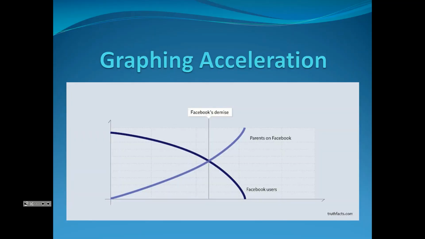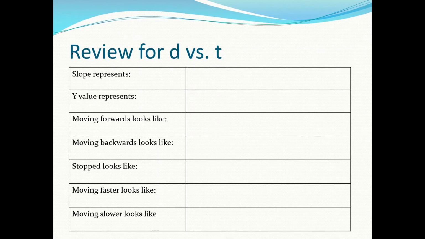Okay, so let's do some graphing acceleration. We need to review some of the stuff that we did for D versus T and V versus T graphs. All of it's the same as what we did before, we're just adding on acceleration. So for a D versus T graph, slope represents speed. Y value represents your distance. Of course, it's velocity or displacement too, but I just don't want to write all that out.